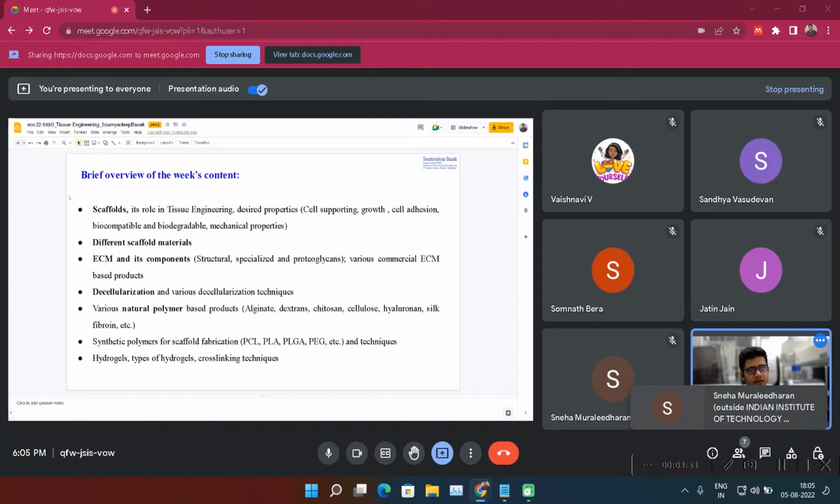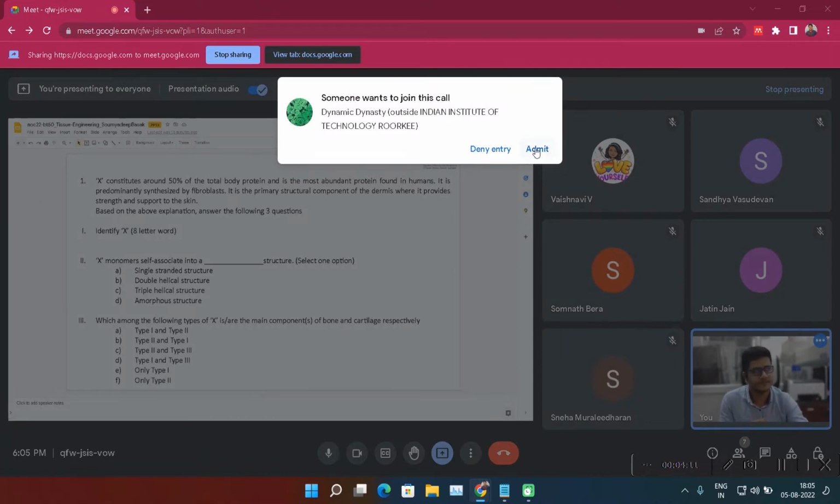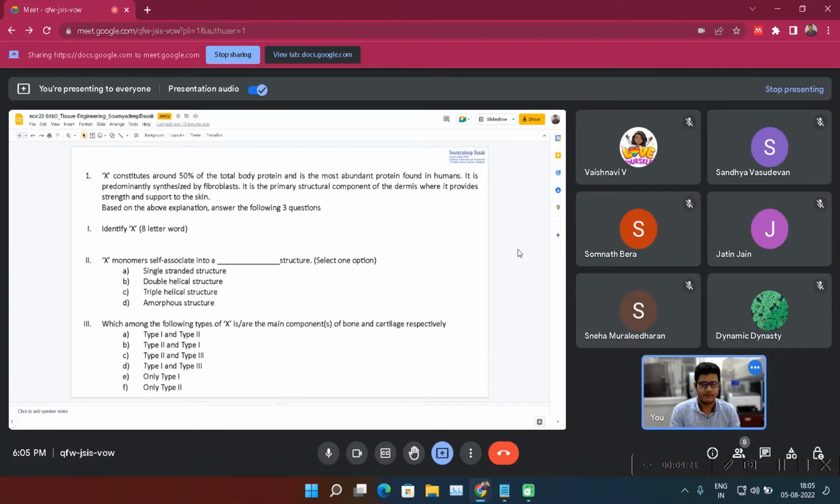So we will be starting off with the question. It's a 3-part question. The question says that X is a material. X constitutes around 50% of the total body protein and is the most abundant protein found in humans. It is predominantly synthesized by fibroblasts. It is a primary structural component of the dermis, where it provides strength and support to the skin. So based on the above explanation, answer the following 3 questions. Identify X. It's going to be an 8-letter word.